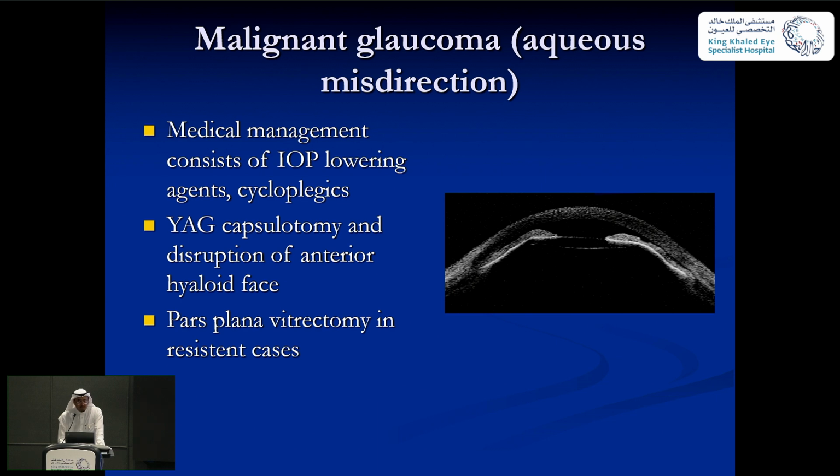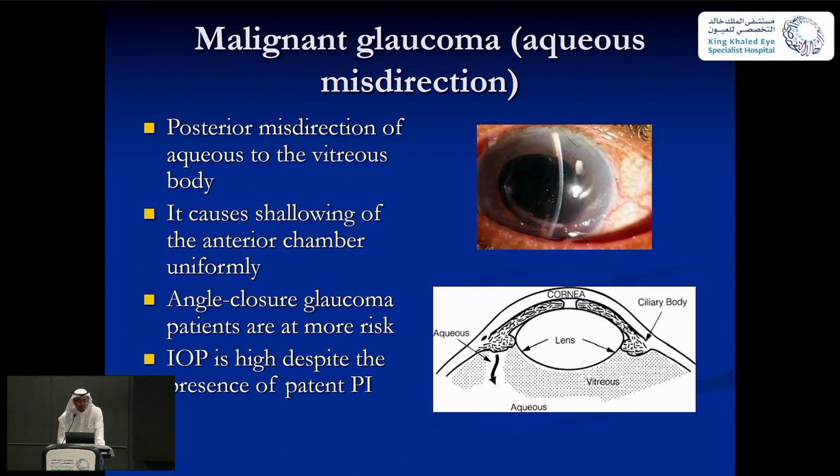The medical management consists of IOP lowering agents and cycloplegic. With YAG capsulotomy and disruption of the anterior hyaloid face, we can have some of the aqueous go there, and the chamber can form with the posterior capsulotomy. But the ultimate treatment for resistant aqueous misdirection is pars plana vitrectomy.